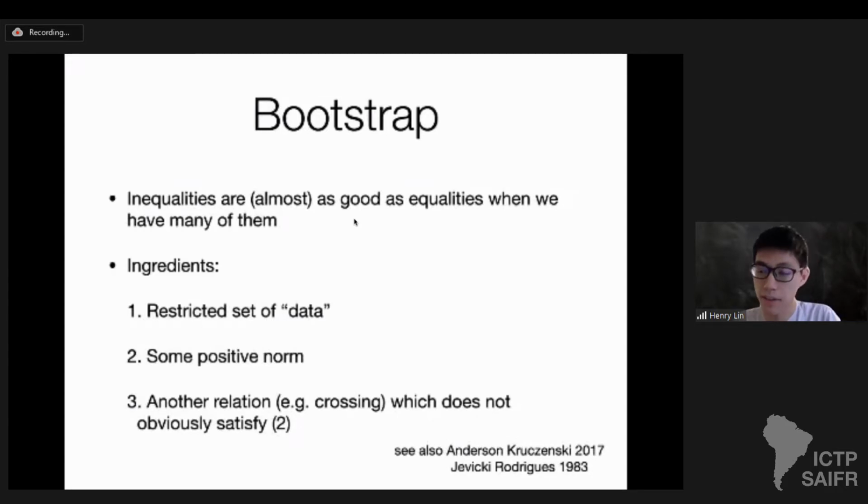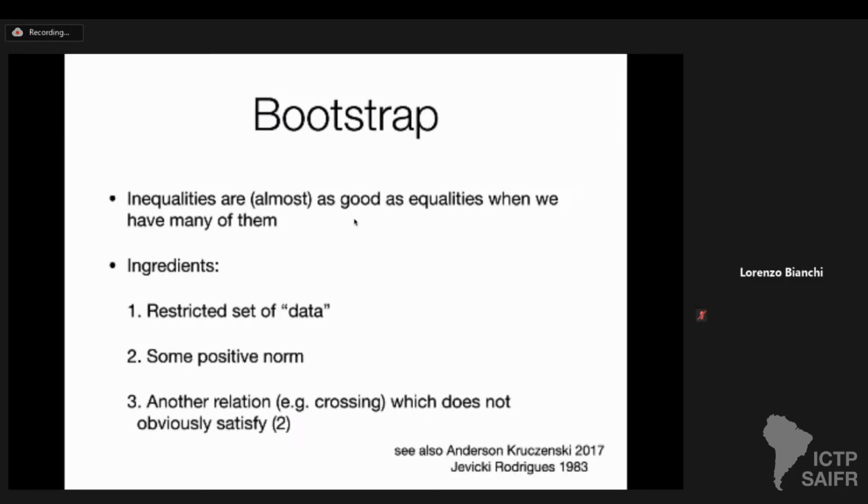The general ingredients of any bootstrap are, number one, a set of restricted data. So in other words, like in the CFT bootstrap, you don't need to talk about all possible correlation functions in space and time. You need to talk about 2-point and 3-point functions. And in particular, they're only defined by some numbers instead of some functions, actually. And the second ingredient is that you need some sort of positive norm. And the third ingredient is that you need some other relation, like crossing, which is not obviously compatible with number two. So the tension between the positive norm and this other relation will give you some sort of non-trivial constraints that allow you to potentially solve the model.